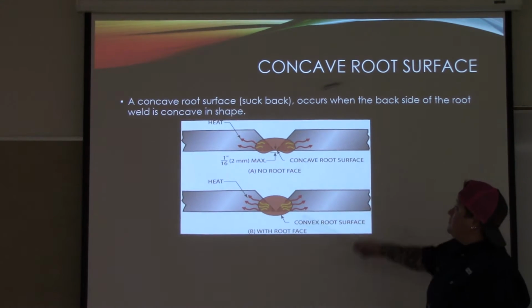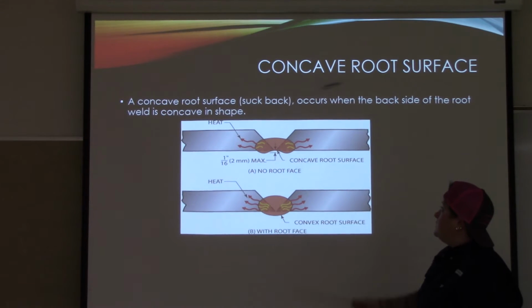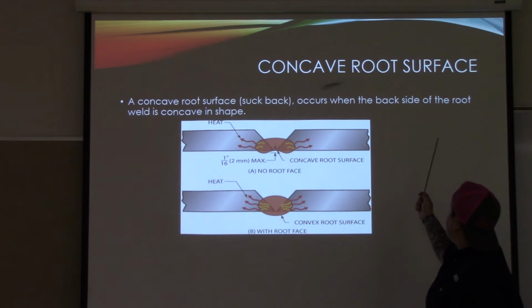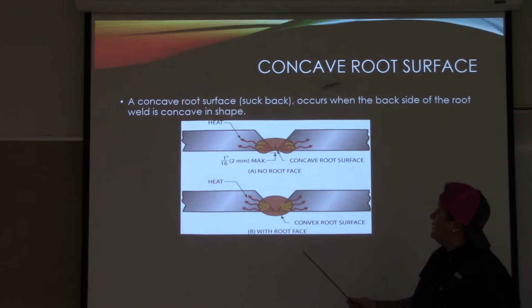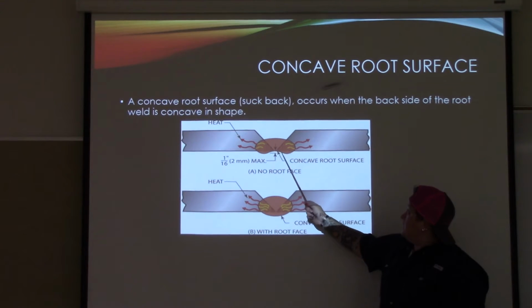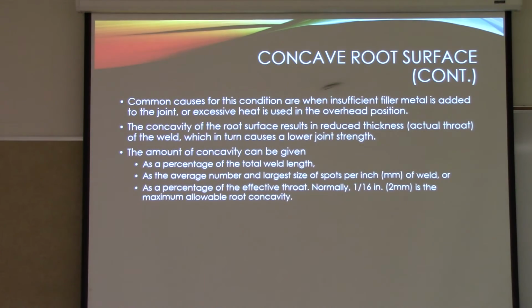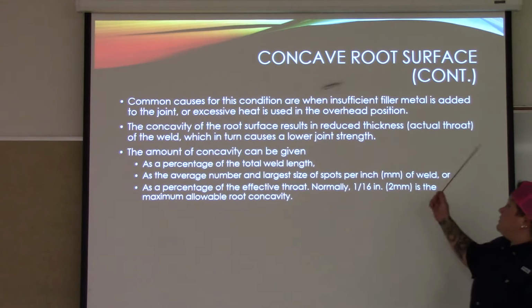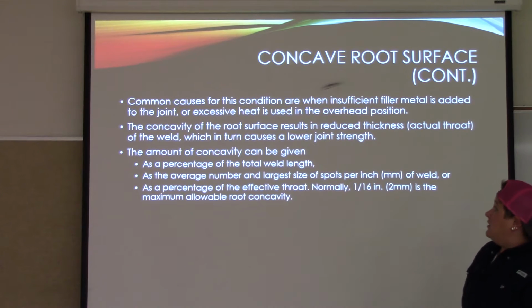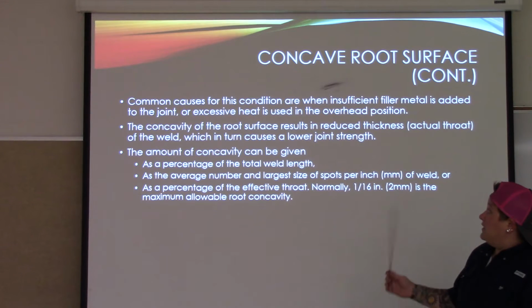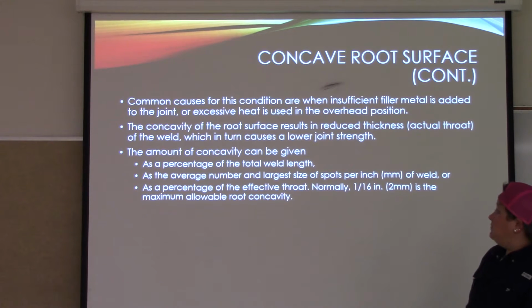So, concave root surface. A concave root surface, also known as suckback, occurs when the backside of the root weld is concave in shape. So as you can see it right here, concave root surface. Concave root surface continued. Common causes for this condition are when insufficient filler metal is added to the joint or excessive heat is used in the overhead position.